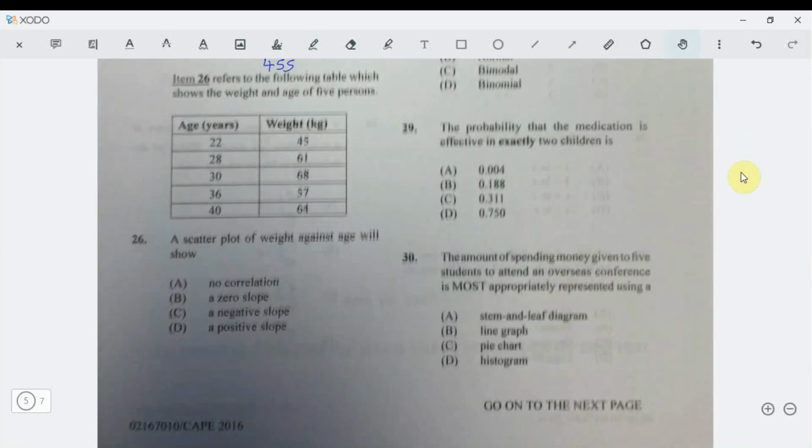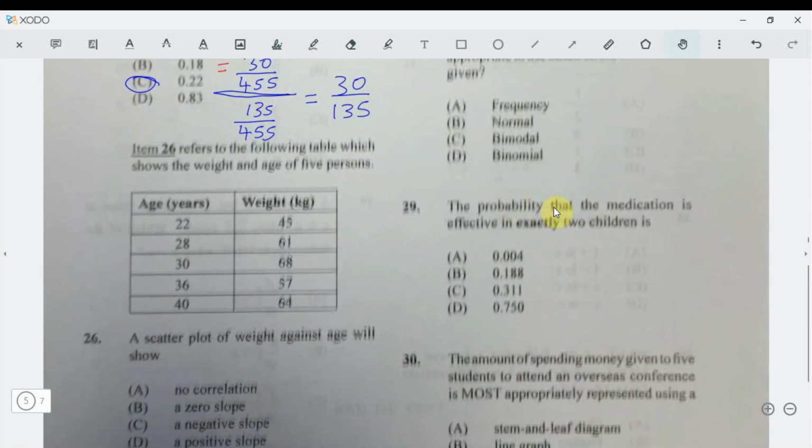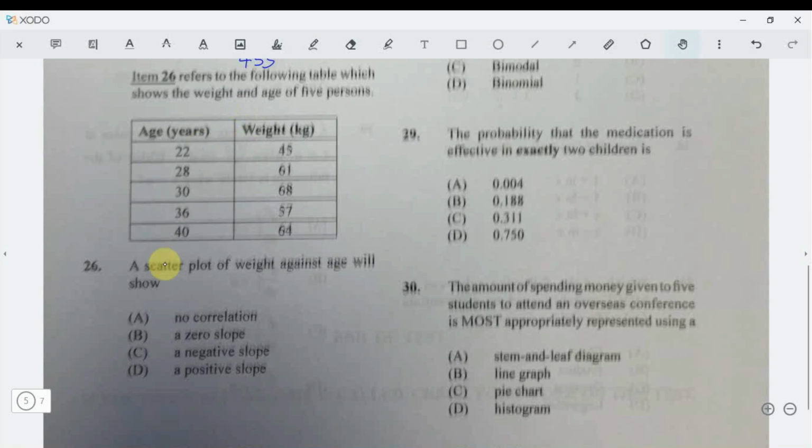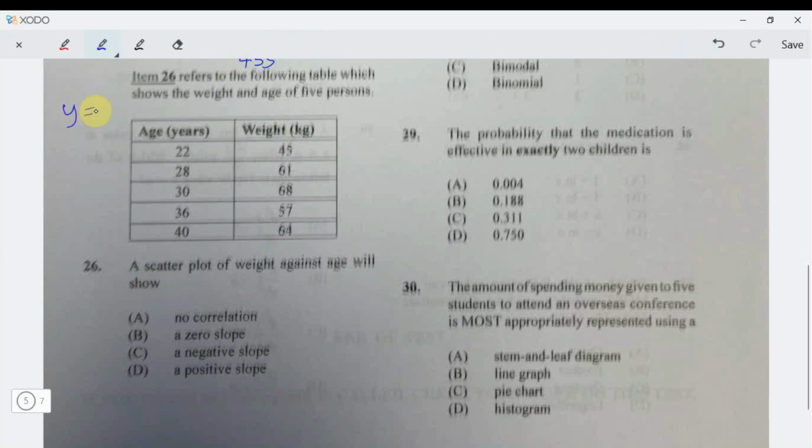Alright, question 26. It refers to the following table which shows the weight and age of 5 persons. A scatter plot of weight against age will show. So we have to remember, the equation of the line for the scatter plot is y equals a plus bx, right? I know we can just look at it and tell what b is, but just for practicing, remember the formula for b is equal to n times the sum of xy minus the sum of x times the sum of y, divided by n times the sum of x squared minus the sum of x, all squared.